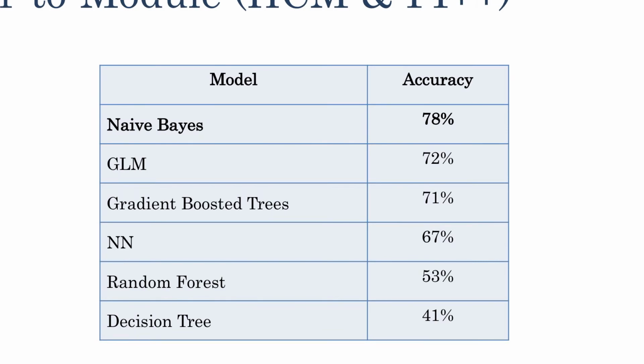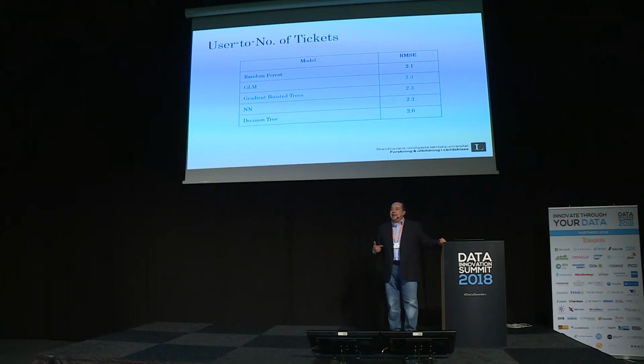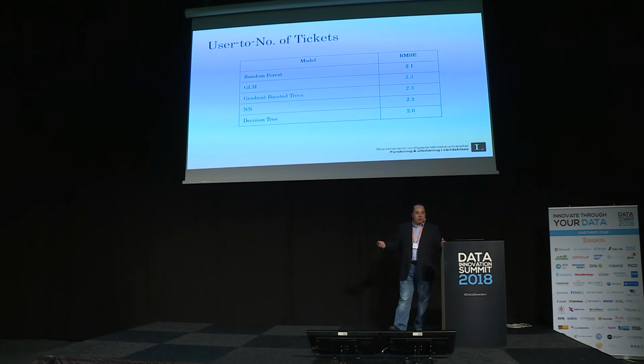User to number of tickets: we can project how many tickets this user would create in a year. This is not only helpful in understanding the ticket and the solution, but also in capacity management as well. So how big is your, for example, support team, with the root mean square error as a measure of accuracy here.